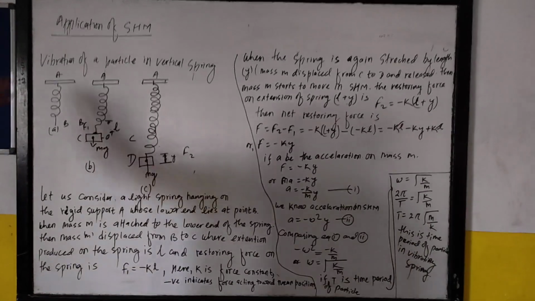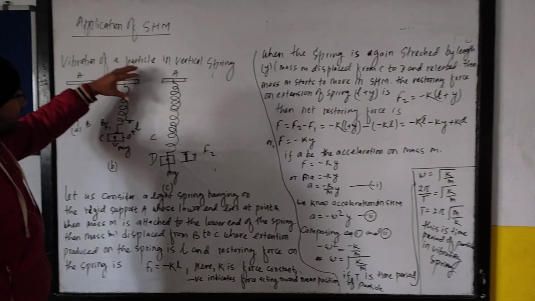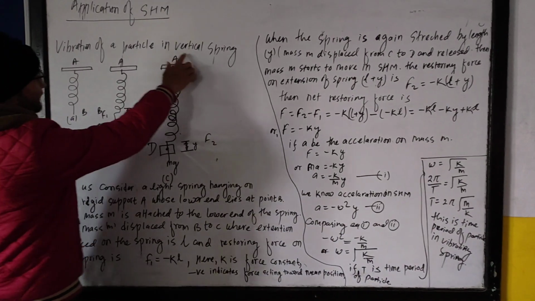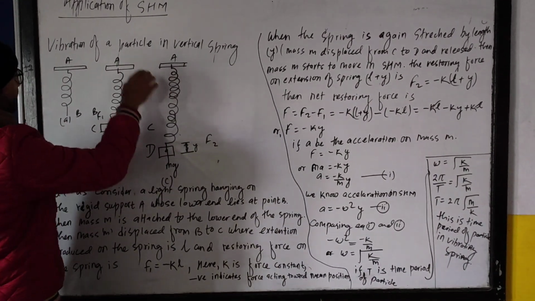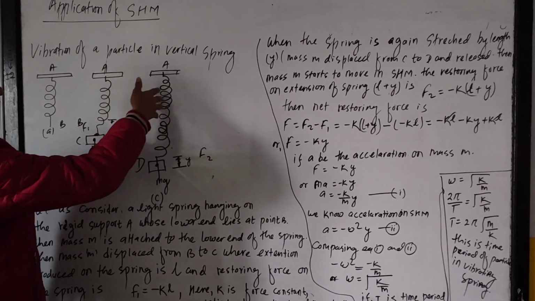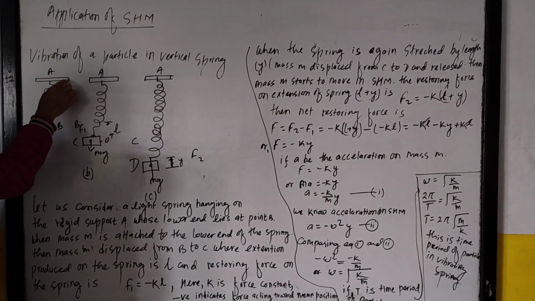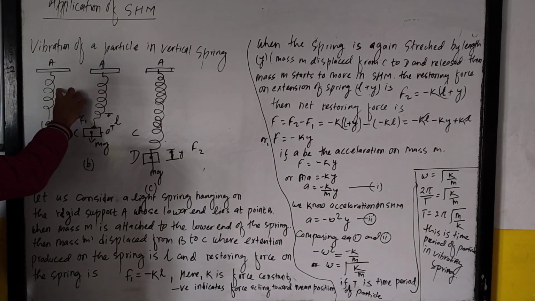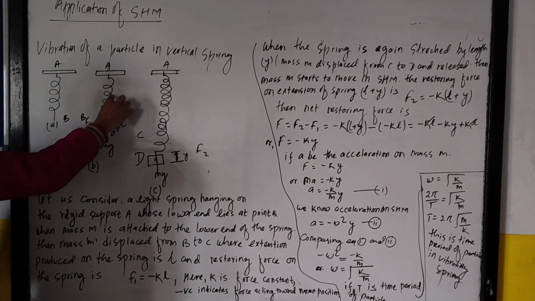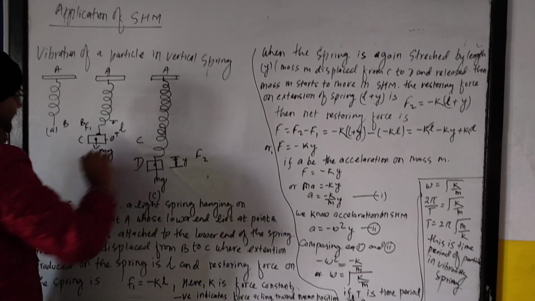Okay, here is an application of simple harmonic motion, the case of a vertical spring. You can see one vertically attached spring here. This spring is fixed to a rigid support. This is a light spring, this is also a light spring, and this is also a light spring.